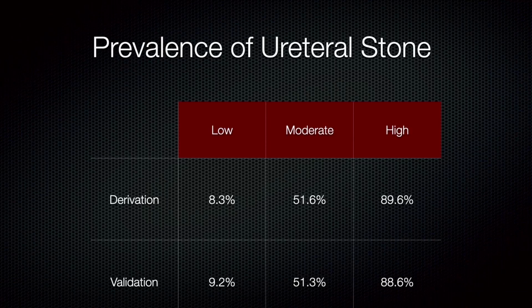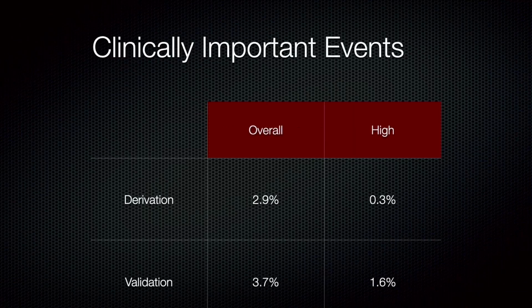trend, right? So in the derivation and the validation models, you had about a 10% rate of stones in the low risk, about a 50% rate in the moderate risk, and about an 80 to 90% rate of stones in the high risk. And so you can definitely see that there is a trend toward higher likelihood of stones in patients who are higher likelihood based on their derived scoring system, right?